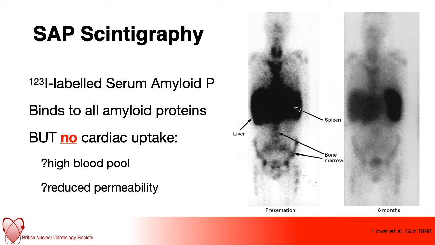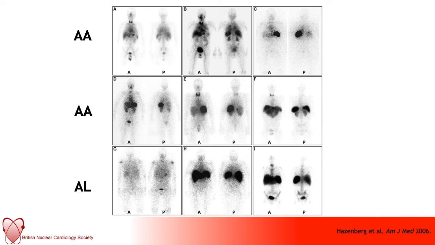However, differentiating the type of amyloid using SAP scintigraphy alone can be very, very challenging, as there is a lot of overlap between the types. But what you can see here is a nice example of a patient 6 months after treatment for AL amyloid. There's been a profound reduction in liver uptake as well as bone marrow uptake on the 6-month SAP scan. So it can have a role in sequential imaging and follow-up of response to therapy.